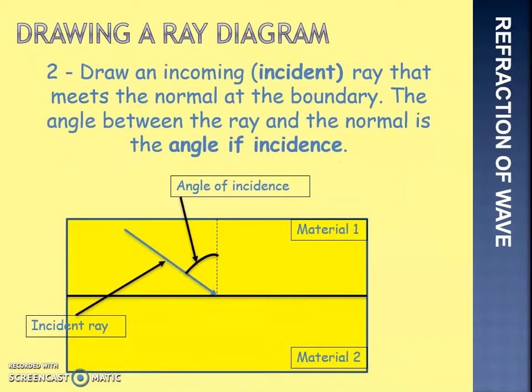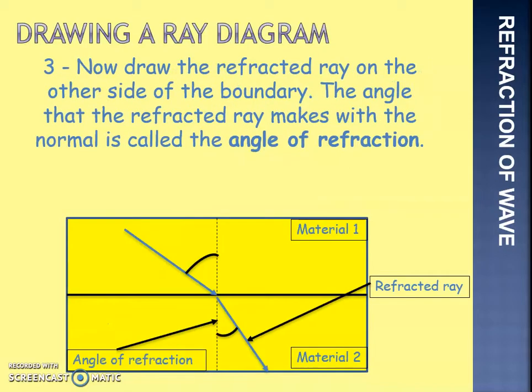Second, we draw our incoming ray. Our incoming ray is referred to as the incident ray, and that meets the normal at the boundary. So we have it hitting there, and it will hit the boundary right at the bottom of the normal. The angle between the ray and the normal is referred to as the angle of incidence. So our incident ray hits the boundary right at the point where we've drawn our normal, and we can measure our angle of incidence there.